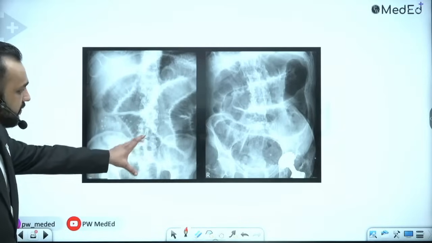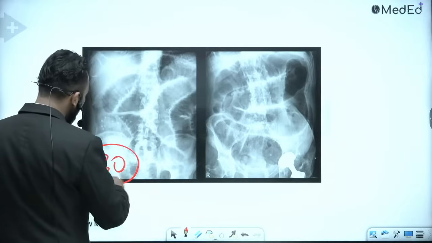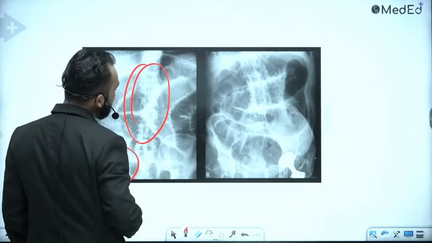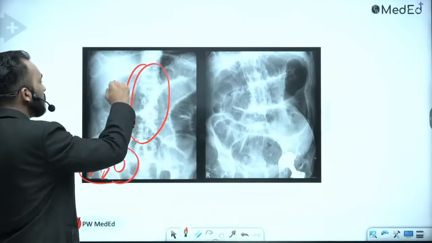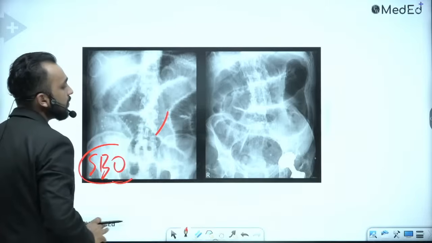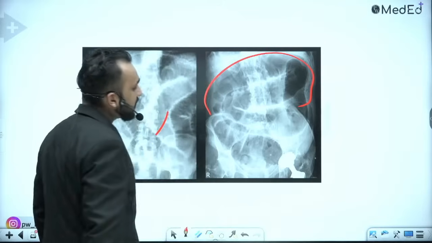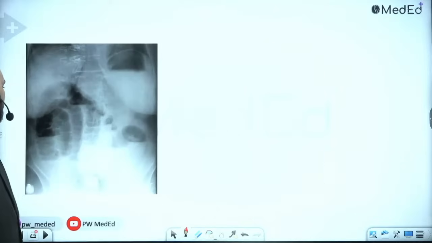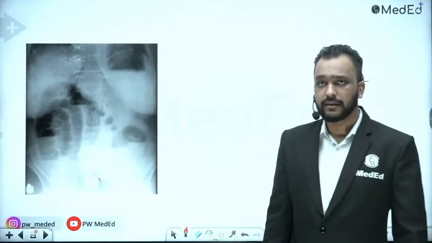So here in this image we can see how to differentiate between small bowel obstruction and large bowel obstruction. Here we can see that dilated loops are present within the central part of the abdominal cavity. We can see folds of mucosa, that is your valvulae conniventes. So this is most likely your SBO, small bowel obstruction. But here in this case we can see that loops are present in the periphery of the abdominal cavity, and your valvulae conniventes are absent. That is why it is a case of large bowel obstruction, right?